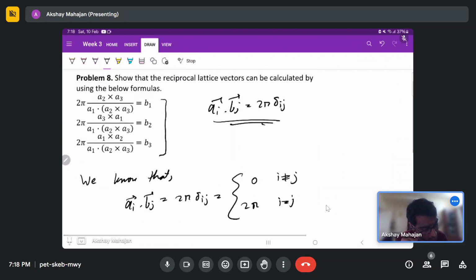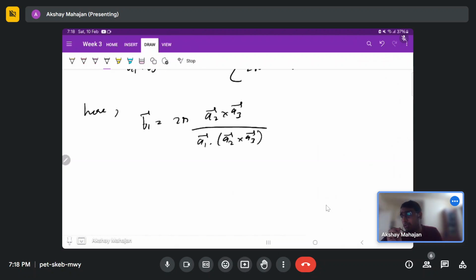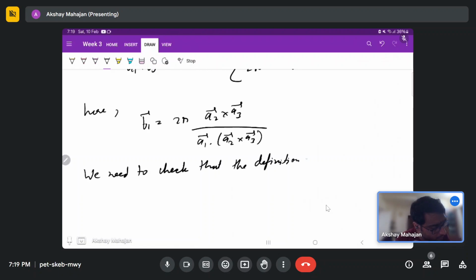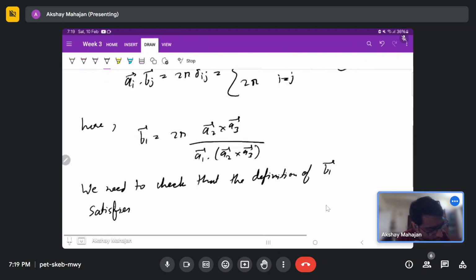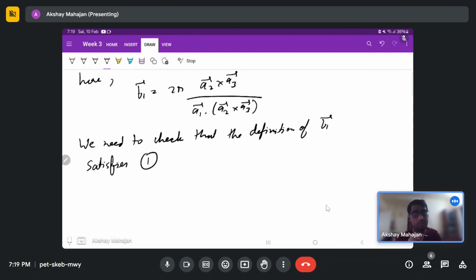Alright, this is what we have. And we just need to check that the definition of b1 vector satisfies condition 1. Let's say this is our condition 1. So it just has to satisfy 1. This we have to check.